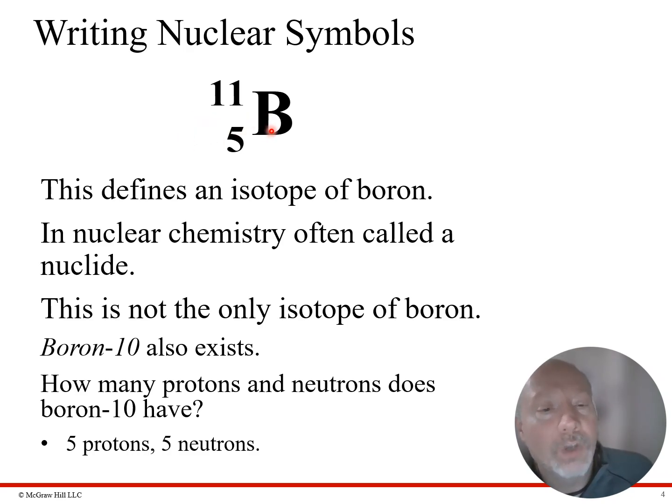If we were to have another isotope of boron, we know that the Z number cannot change. The number of protons cannot change, but we can get more neutrons, so we could have boron 10 or we could have boron 12, and we would still have boron, but it would be a different isotope. In nuclear chemistry, we often call these nuclei. This is, of course, not the only isotope. We do have boron 10. It has 1 less neutron. How many protons and neutrons does boron 10 have? Of course, it has to have 5 protons. And now instead of 6 neutrons, it has 5 neutrons.